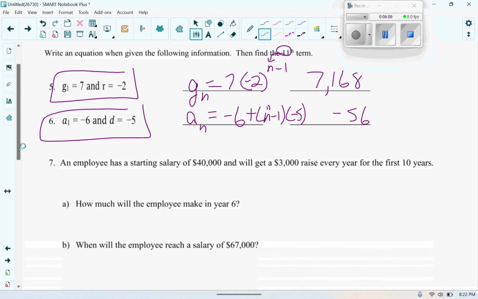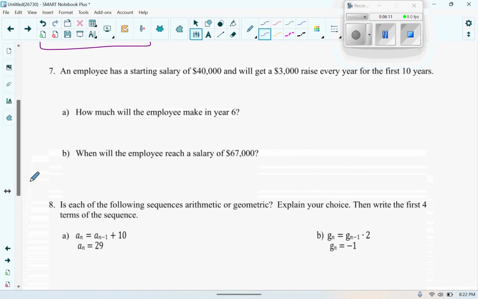Okay, let's move on to some word problems. So an employee has a starting salary of 40,000. Okay, so that's going to be my first term. And then it's going up by 3,000 every year for the first 10 years. So we're going to keep going for 10 years. Okay, how much will the employee make in year 6?